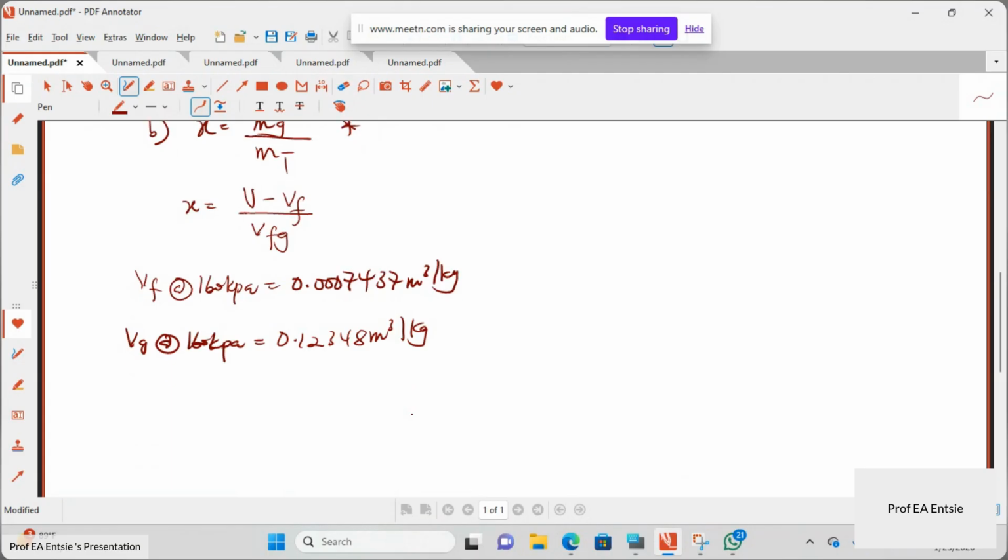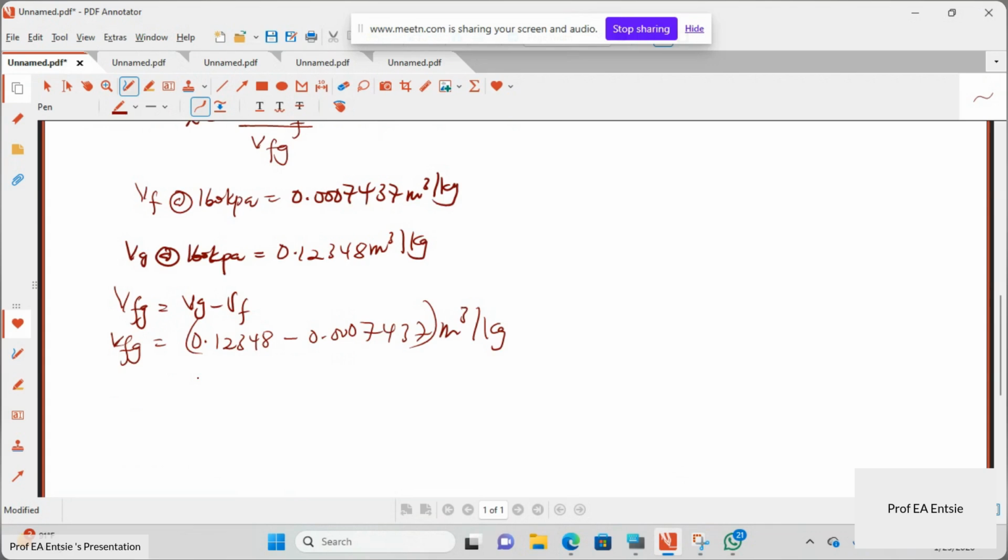Am I done? No, it's left with Vfg. Do I need to find Vfg from the table? No, it is Vg minus Vf. So Vfg will be 0.12348 minus 0.000747. What will be the unit? Meters cube per kilogram.